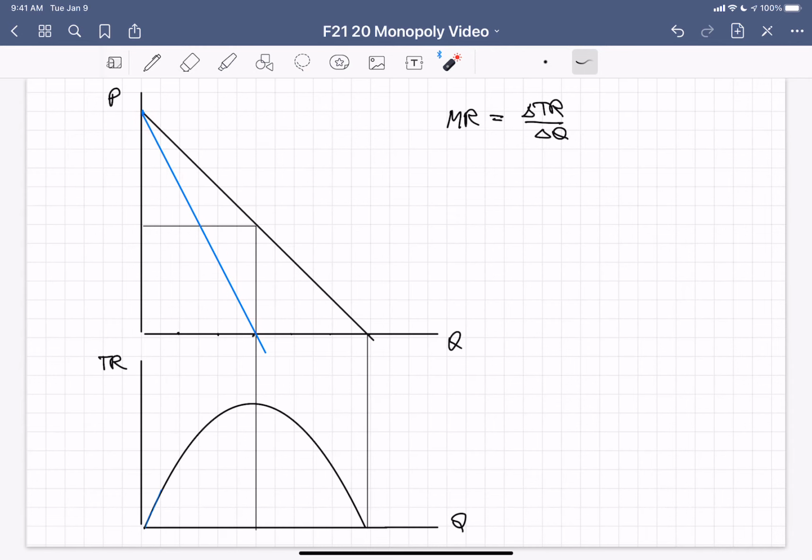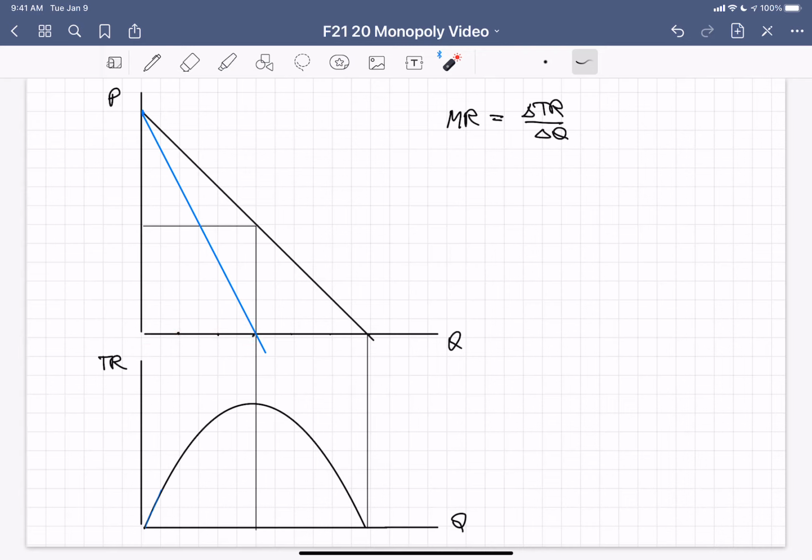Why do we only care about this section? Well, because if you're controlling the market, right, you don't want to push your output and sales so far that your total revenue will start dropping just because you're trying to sell too much and lowering your price again too much. So we're just going to focus on this range of output.